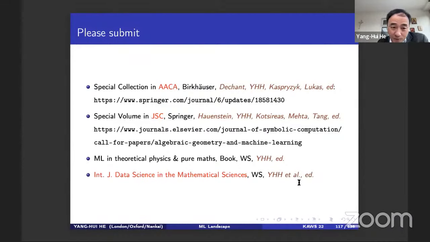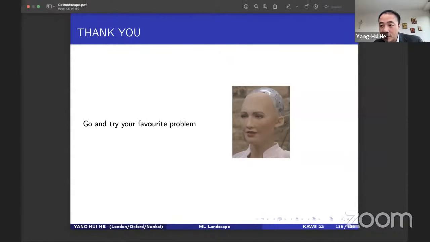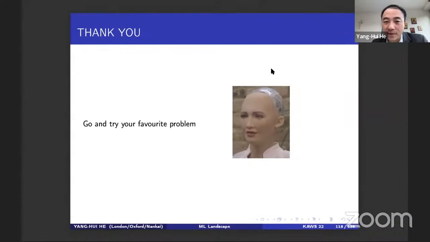And so my take-home lesson to all the students is to just go home and try your favorite problem. I will give you the mathematical code, and my students Ed and Jakan, who are really phenomenal, will teach you how to do all this stuff on TensorFlow if you don't like Mathematica. I think my time's up, so I'll stop here and thank you.